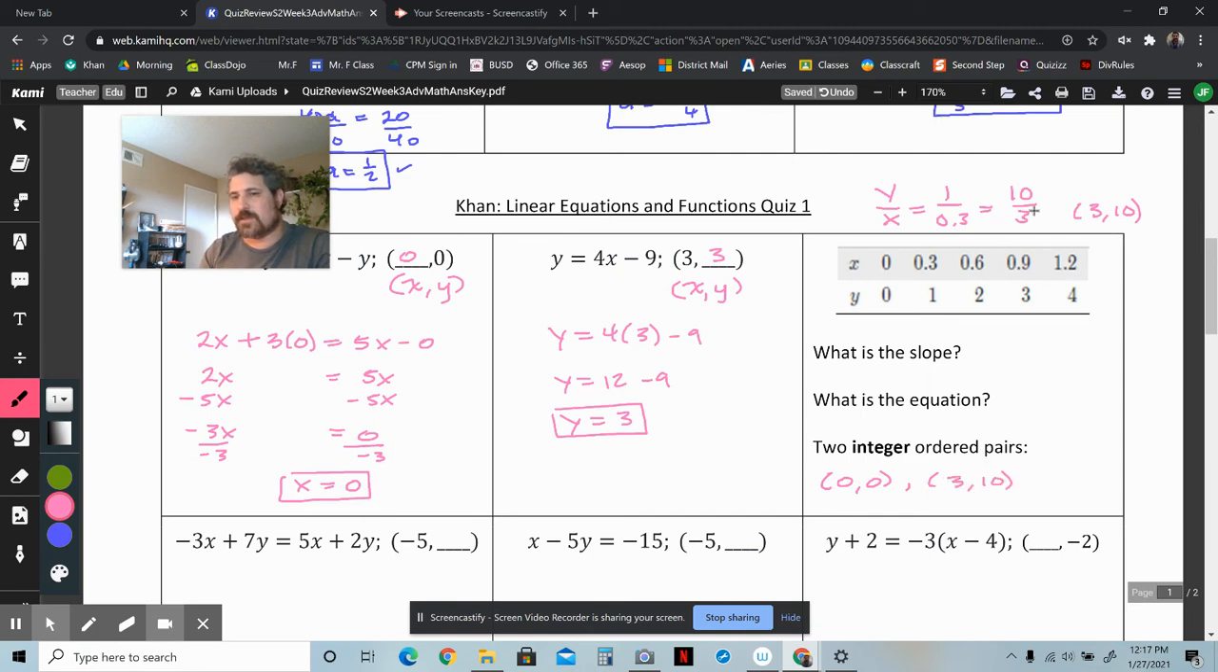We know that the slope is going to be the ratio of y over x, which is 10 thirds. So that is the slope, 10 thirds. And the equation for this one is going to be y equals the slope, 10 thirds, times x. And that's kind of how it works, right?